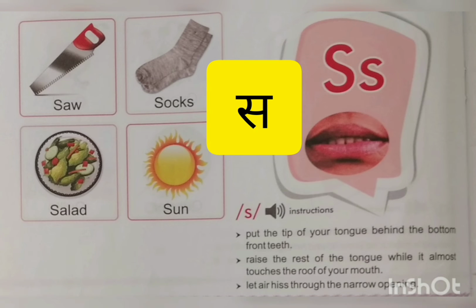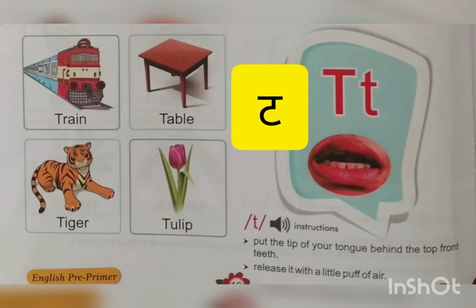Phonic sound of S is S. S for saw. S for socks. S for salad. S for sun. Phonic sound of T is T.